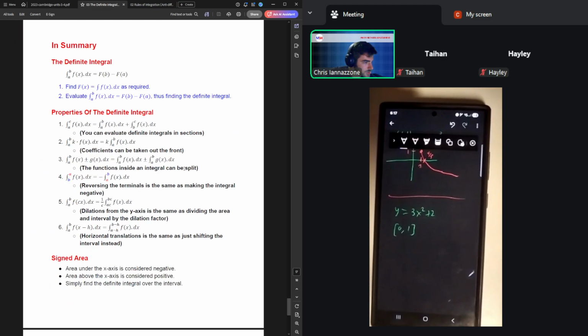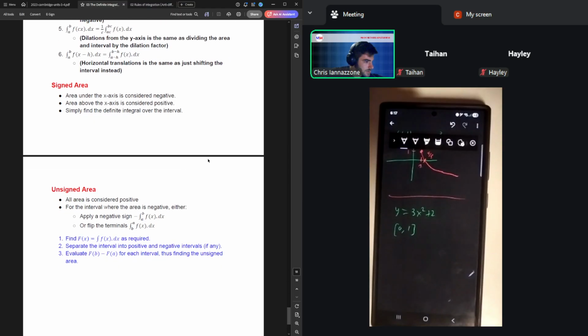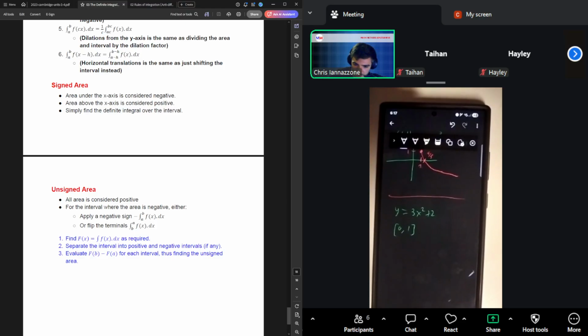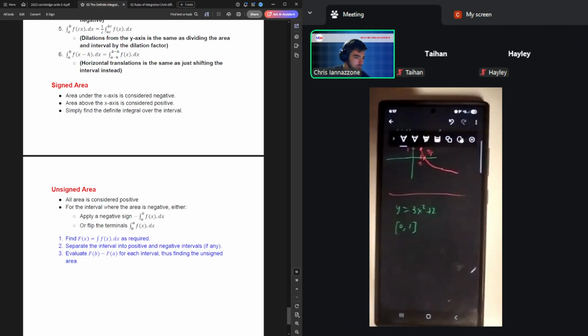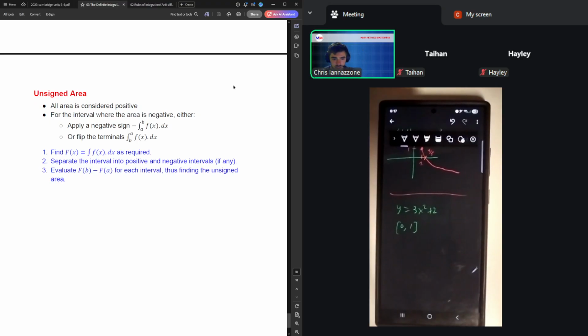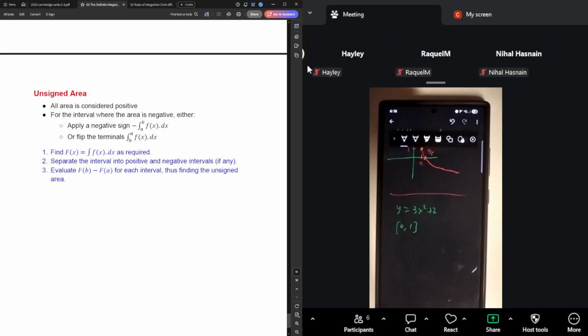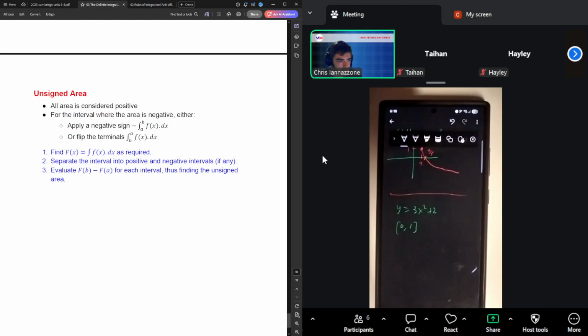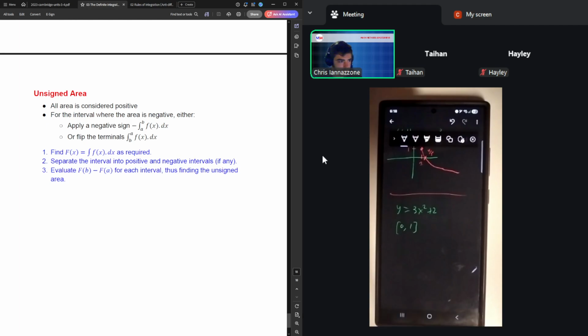I'll get the summary. Yeah, here we go. Unsigned area. I'll get a screen grab of that one in the chat. Cool. All right. We got to find our area. What are we going to do? I've also got the procedure written out on the screen share as well, if you'd like to use that for reference.